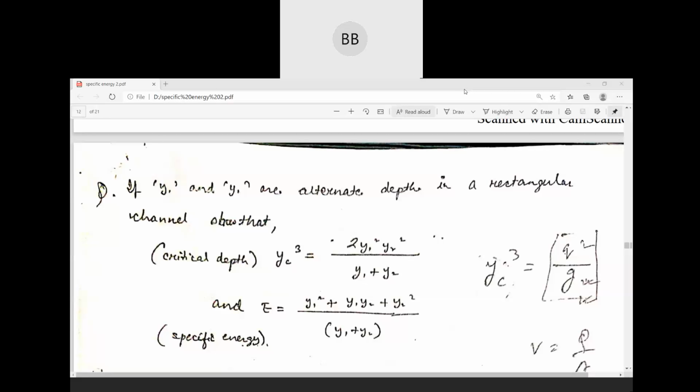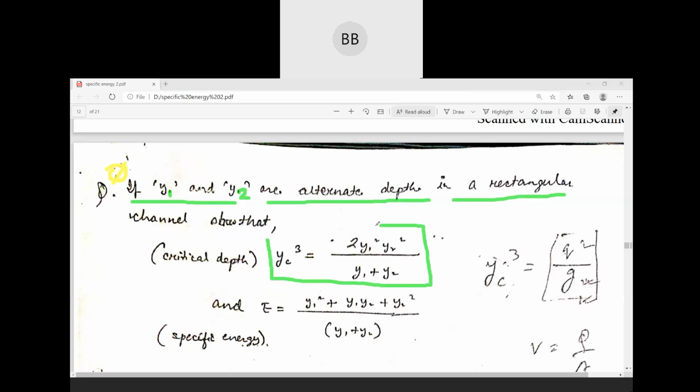So you write down the next numerical. What is given here? If y1 and y2 are the alternate depths in a rectangular channel, then we have to prove this: yc cube is equal to twice y1 square y2 square divided by y1 plus y2, and the specific energy is this. So you write down the question.